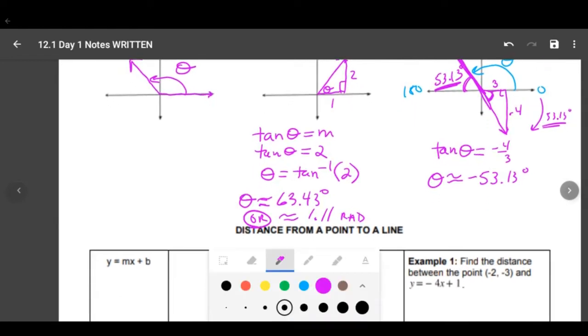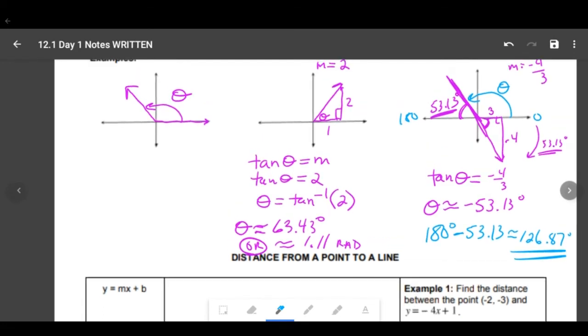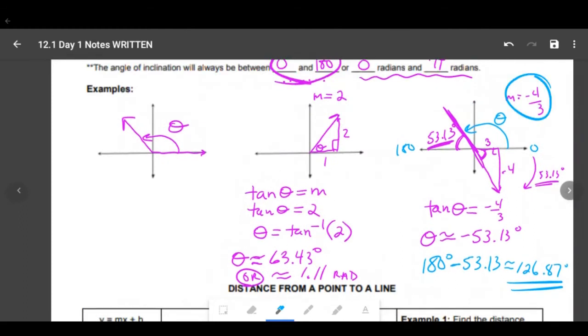So I would say, well, a straight line is always 180 degrees, but I want to subtract that 53.13 because I'm that much short of a full straight line. So in doing that, I get roughly 126.87 degrees. And that would be the angle of inclination. And an obtuse angle like that will always happen when you have a slope that is negative, because you'll end up in the second quadrant if you do that right.